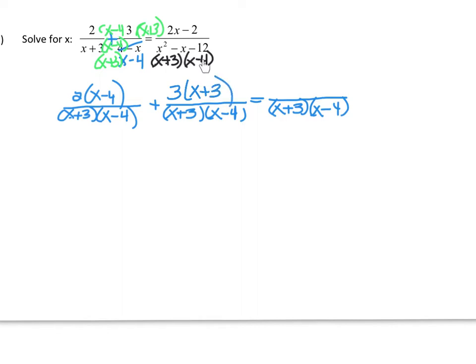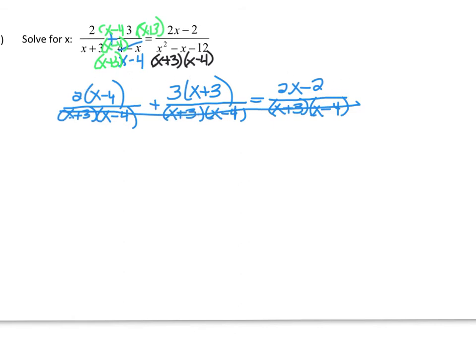Now, if we look at our last fraction, it already has the x plus 3 and the x minus 4 in the denominator, so we're not going to change this numerator. We're just going to bring it down. Once all the denominators are the same, we don't need them anymore, but you have to first make sure they're all the same, okay? Once they're the same, we can just cross them off, and we're solving the equation that we're left with in the numerators.